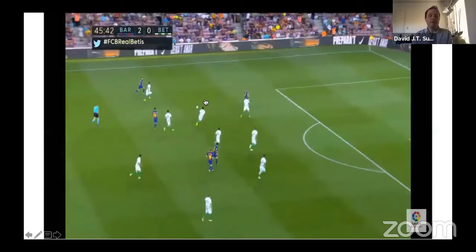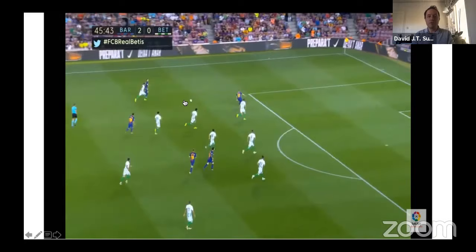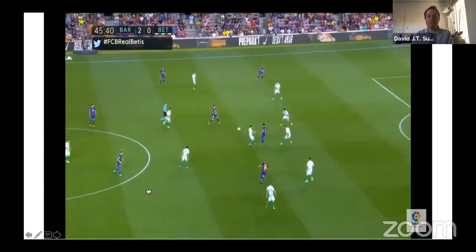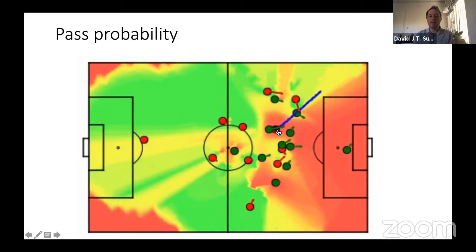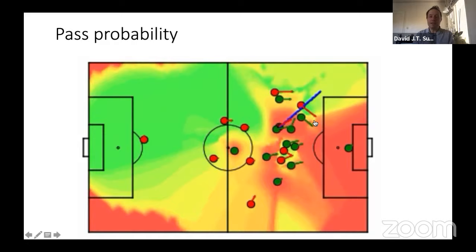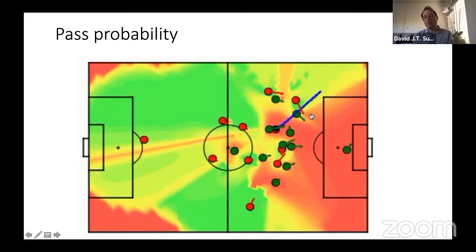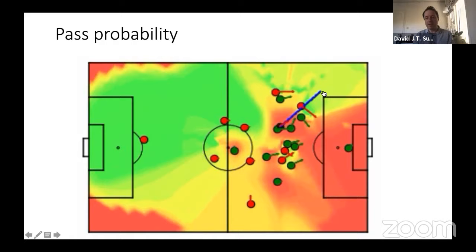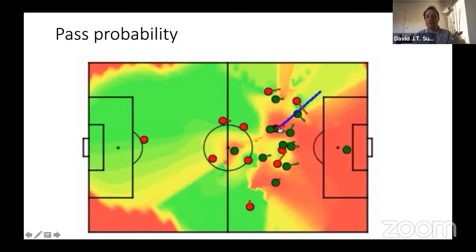So can we use the models that we've been looking at, the spatial models, to describe these types of runs? And it turns out, well, yes, we can. First, we can look at it from this perspective. This is looking at the pass probability. You'll see that the green areas are where the pass can be made. The red areas are where the pass can't be made. As the left winger runs in this direction, taking the defender with him, it opens up space for the left back to run into. And so you can actually measure how they're opening up space for each other using the pass probability model.